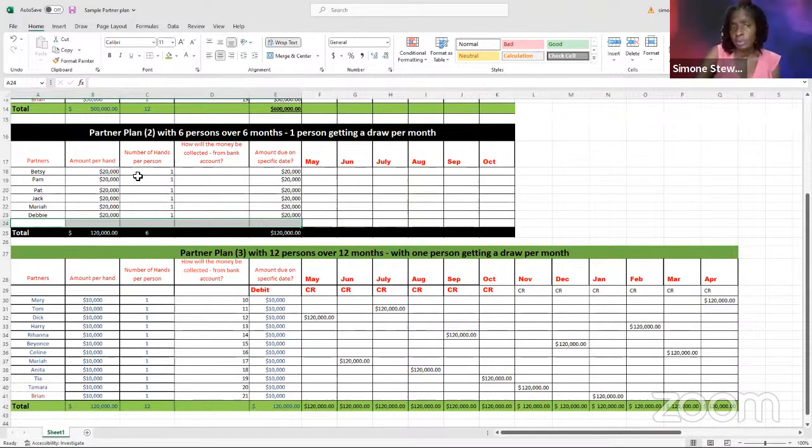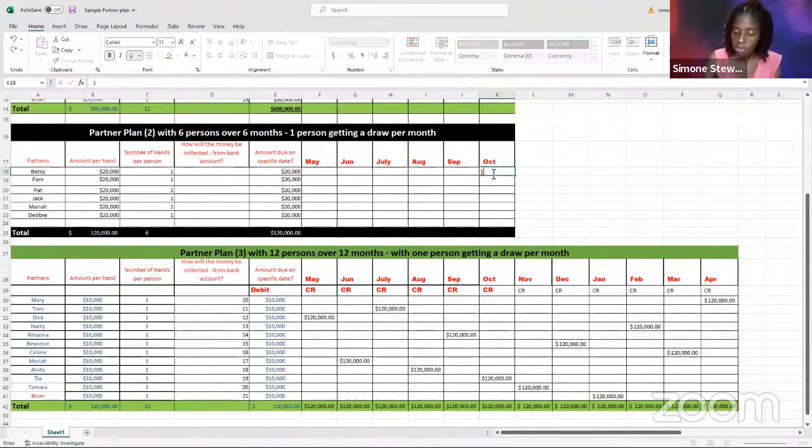So we come now and we have 6 persons. Each person said, we'll go up with $20,000 over a 6 months period. So in this case, Betsy said, I like last draw. In other words, the last period. So she will take her 120,000 there.